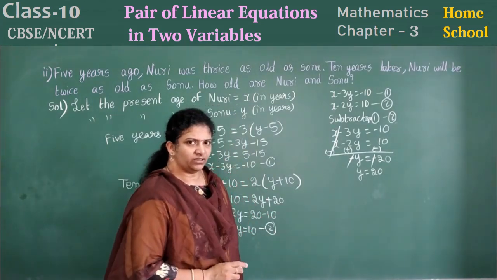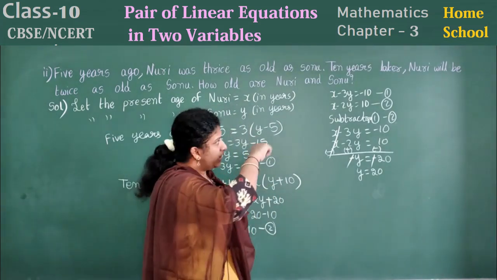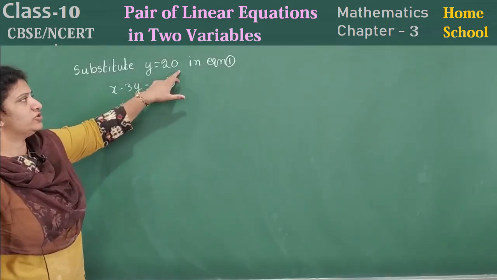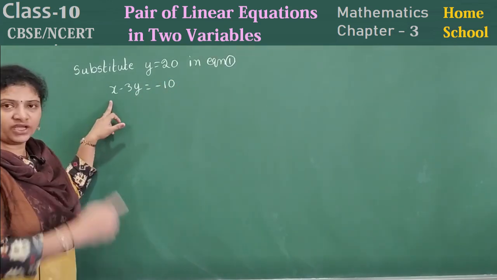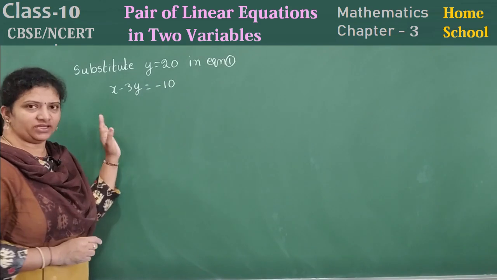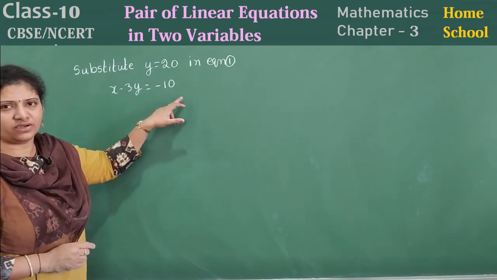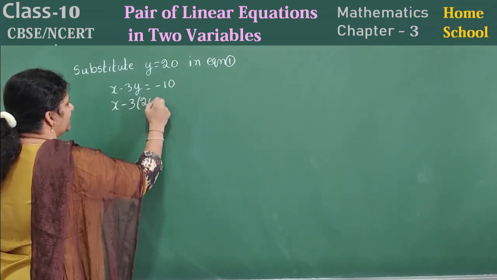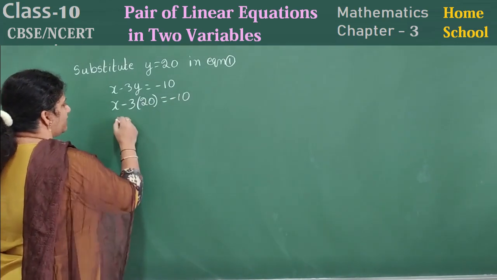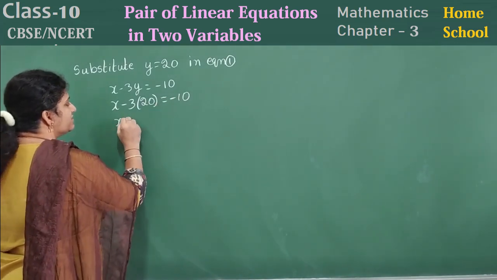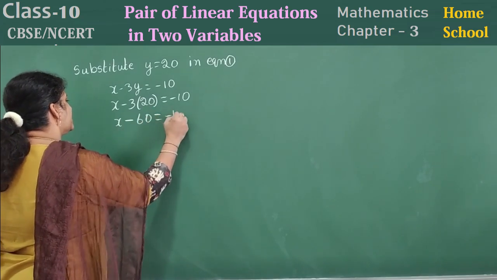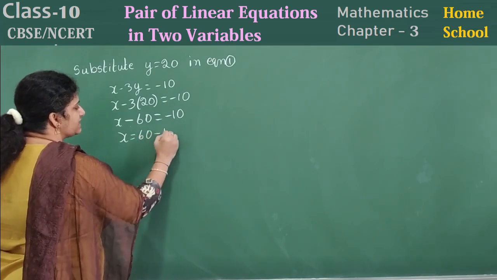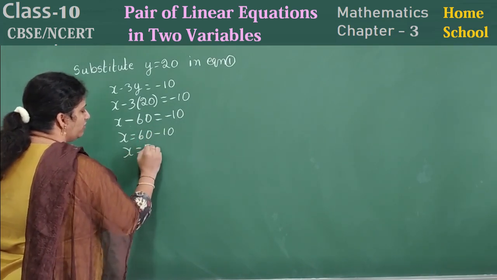Is that answer completed? No, this y value, substitute in any one of the equation and find the x value. On substituting y is equal to 20 in equation 1. What is your equation 1? Due to less space, I have written here, children. x minus 3y is equal to minus 10. x minus y value substitute here, 3 into 20, is equal to minus 10. 3 into 20 it will be 60. x minus 60 is equal to minus 10. Minus 60 send other side, plus 60. 60 minus 10. x is equal to 50.